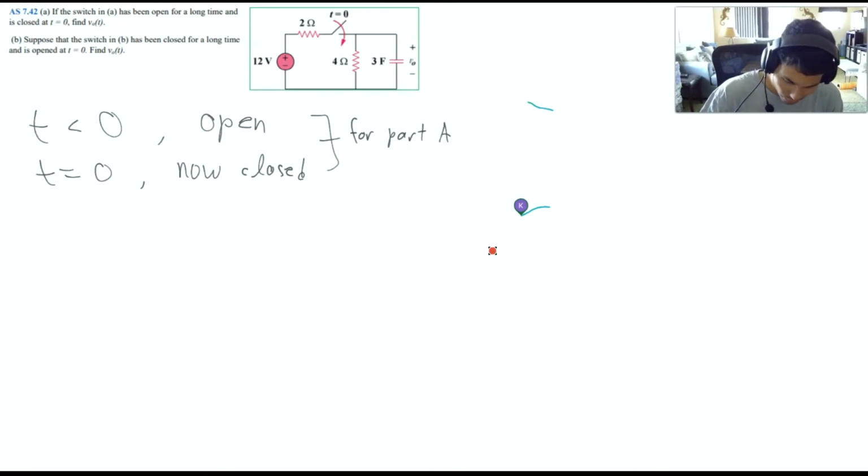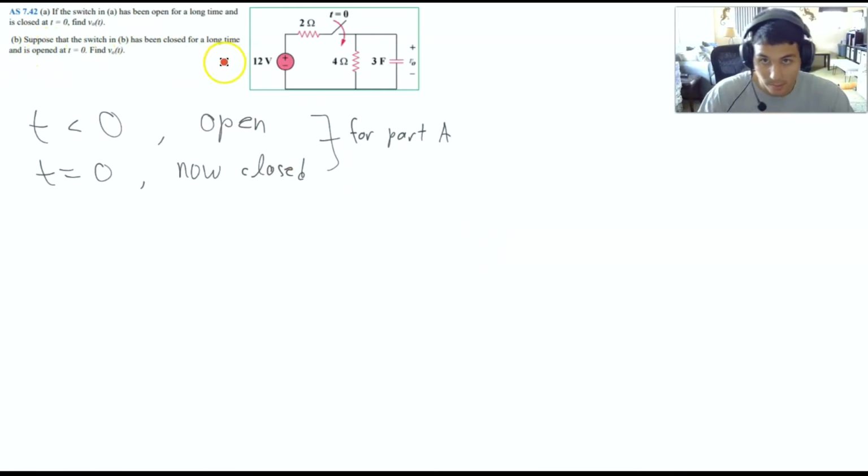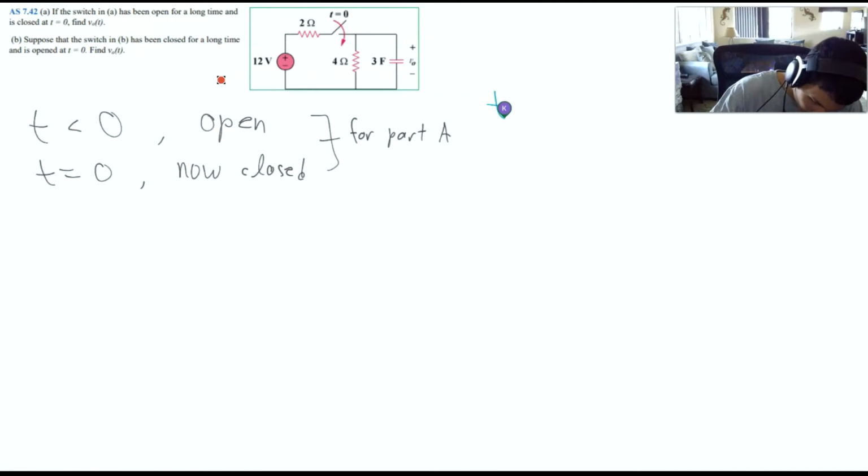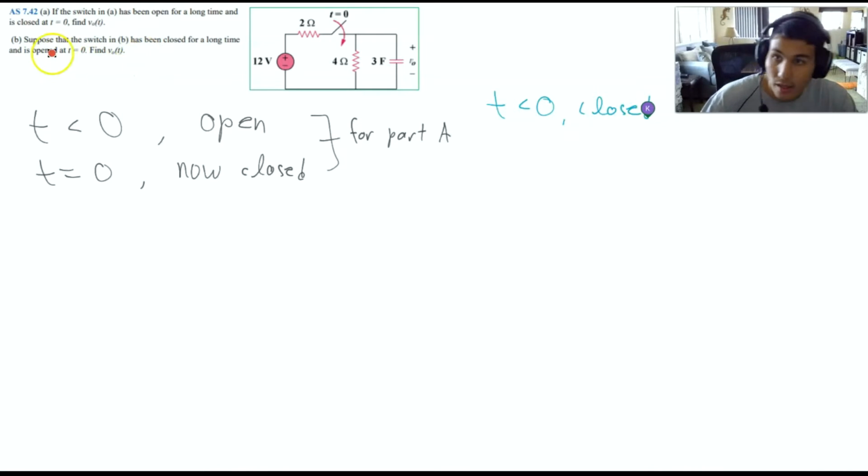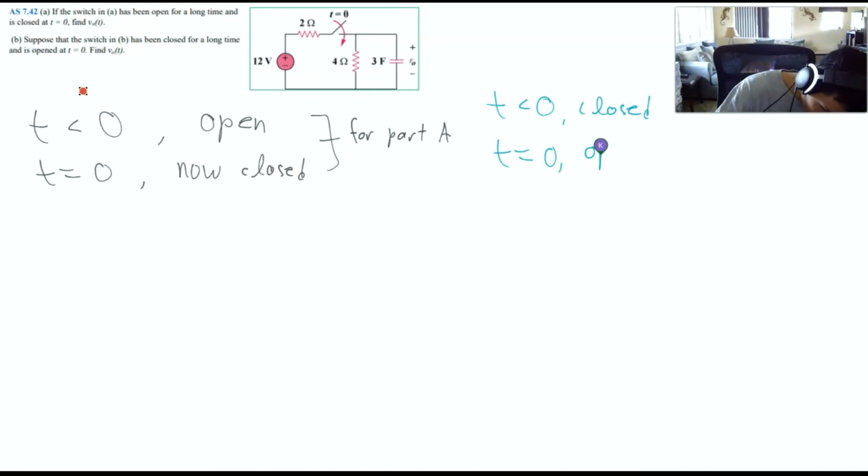Okay, now for part 2, or part B, suppose that the switch in B has been closed for a long time. So t less than 0, it's been closed. And then at t equals 0, it's opened. So it's the opposite. And this is part B.